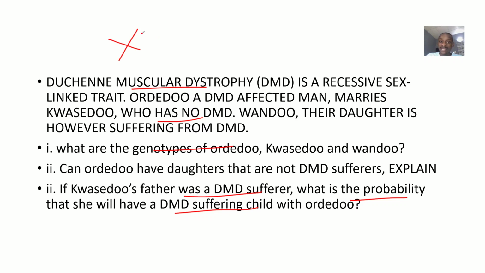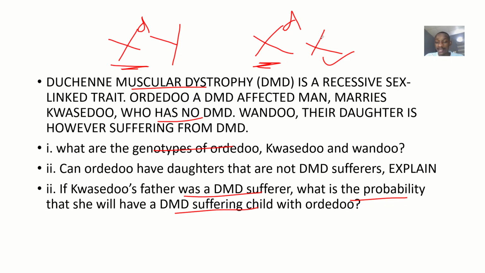For Duchenne muscular dystrophy, let's represent the affected X by X raised to power D. For Odedo, it will be X^D and Y. Y is not affected, but Odedo has the disease. For the wife who is a carrier, it is X^D and another X that is not affected. She doesn't have the disease condition. Why? These X-linked diseases affect only the X chromosomes. Men have only one X chromosome. Once that one X chromosome is affected, the man automatically has the disease condition. But women have two X chromosomes. If one is affected, the other is viable and can cover up for it.